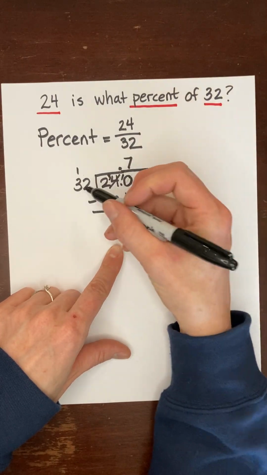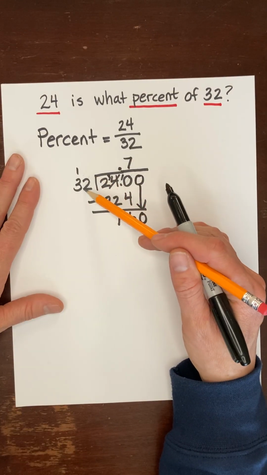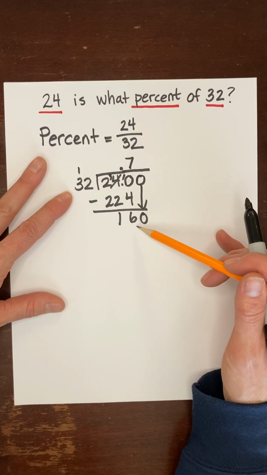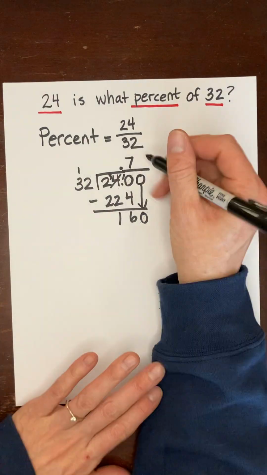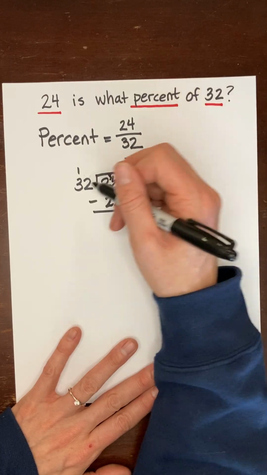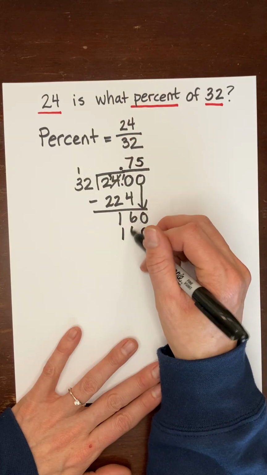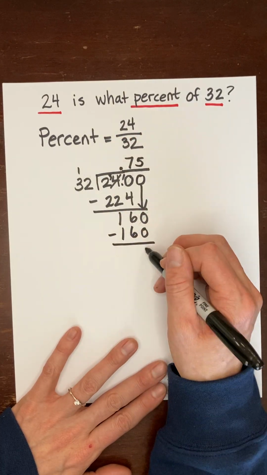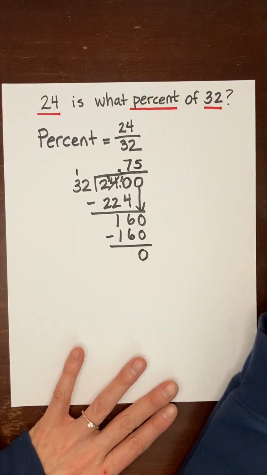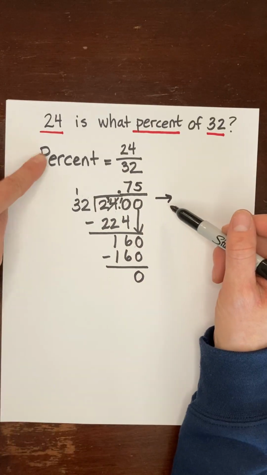Okay, and now I've got 32 into 160. So I'm going to do the same thing as last time. I'm going to estimate as 30. I'm going to take off a 0 here. 3 into 16 goes 5 times. So 5 times 2 is 10. Carry the 1. 5 times 3 is 15, 16. It's exactly 160. So my answer here is 0.75. That's my decimal place.